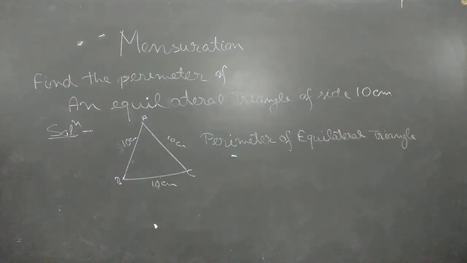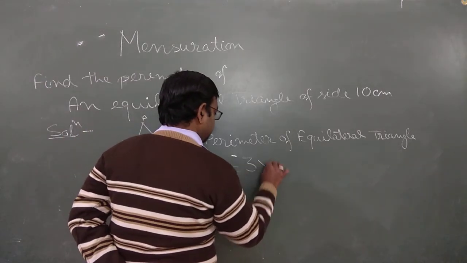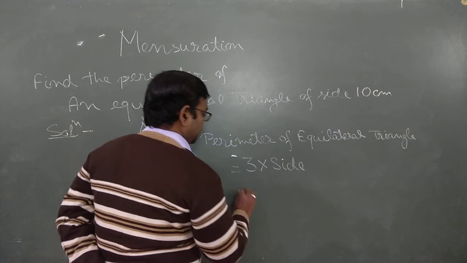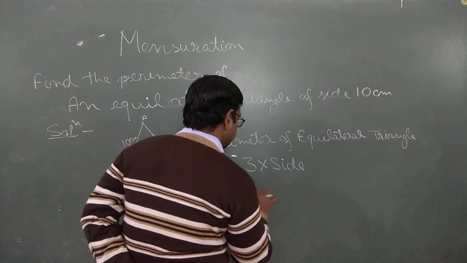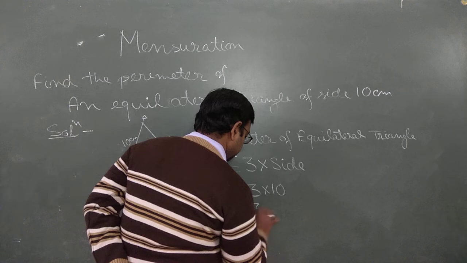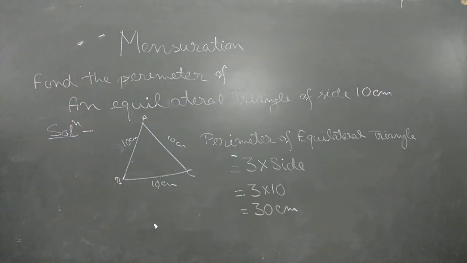What we know, it's 3 into side, and what is the side? Side is 10, so 30 centimeter. This is your solution. So all of you solve this type of problem. Let's discuss some more problems.